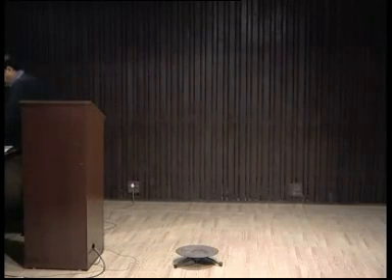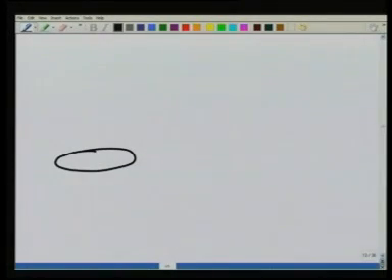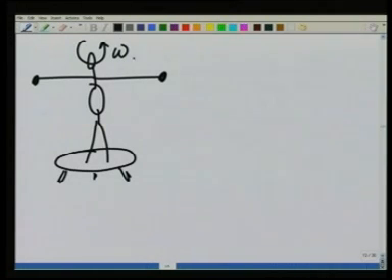Let me explain this on the screen. What we did was, I was standing on this platform which could rotate. Let me stand like this, and I held my hands out with heavy masses here. I was rotating with some angular speed omega. Let me call this omega 1. So, my angular momentum L, as we just derived, was I1 omega 1.